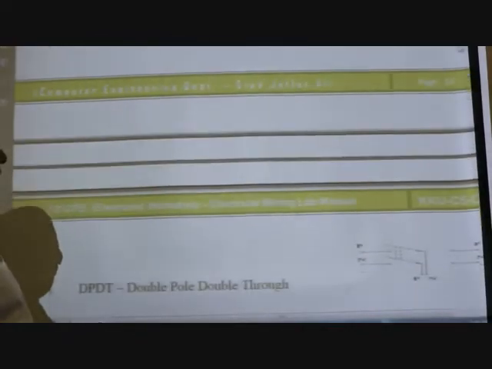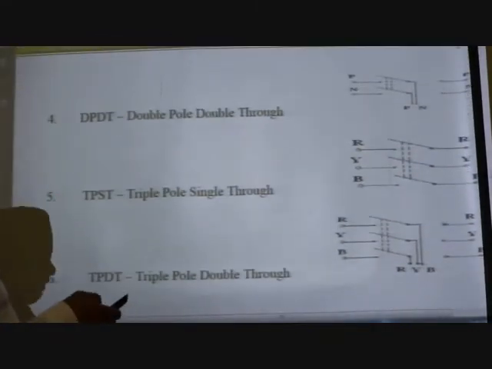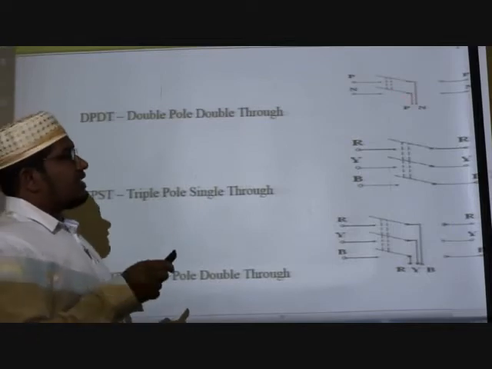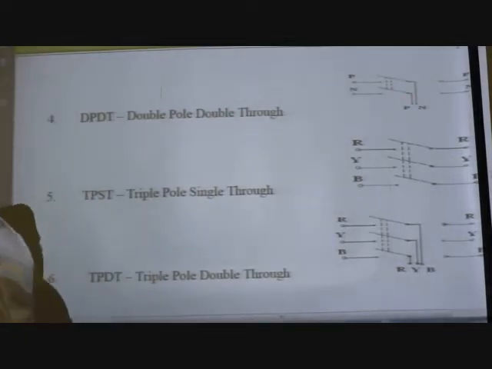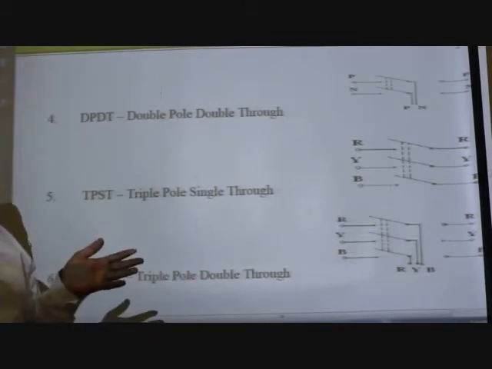Same double pole, the two poles but two directions. That is called double pole double throw. See here, double pole double throw, double pole and double throw. So here, previously it was having only four wires. One is phase neutral on the left side, phase neutral on the right side. There is a connection option on and off.